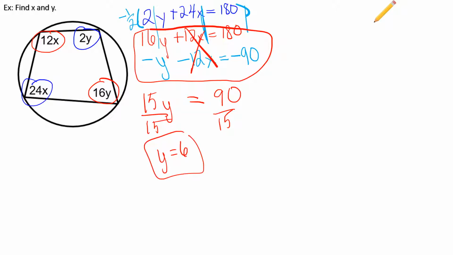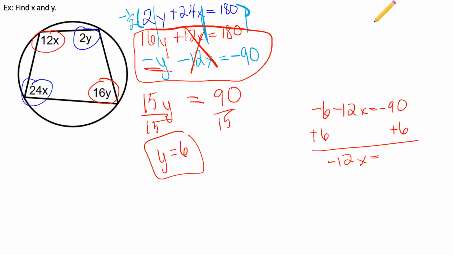And now we have to plug 6 back in for y into one of the equations, and then solve for x. I'm going to plug it back into this equation. So I have negative 6 minus 12x is equal to negative 90. Add 6 to both sides. We get negative 12x is equal to negative 84. Divide by negative 12 on both sides. X is equal to 7. So that's just a quick review of how to solve systems of equations using elimination.